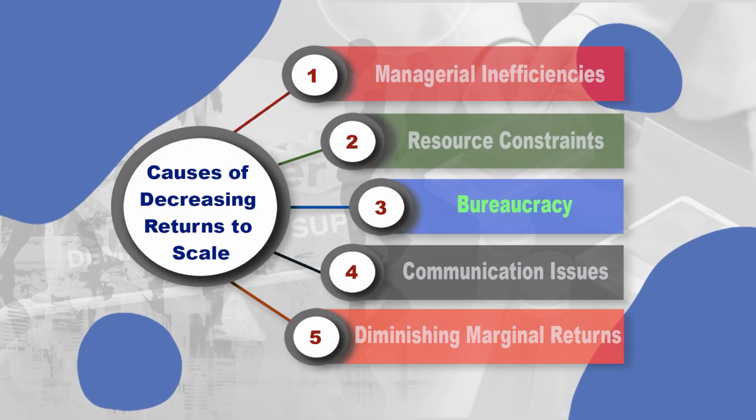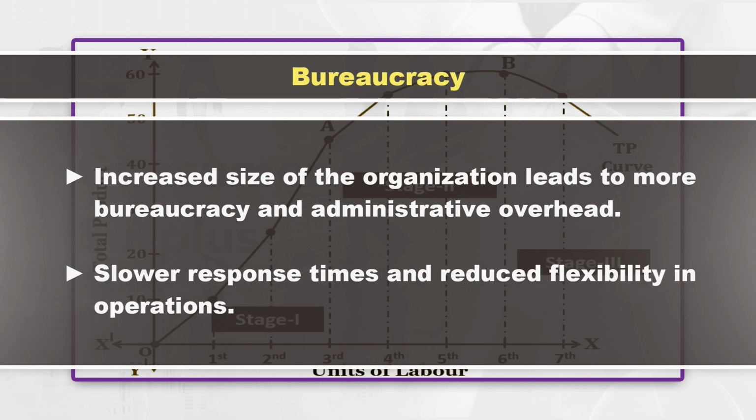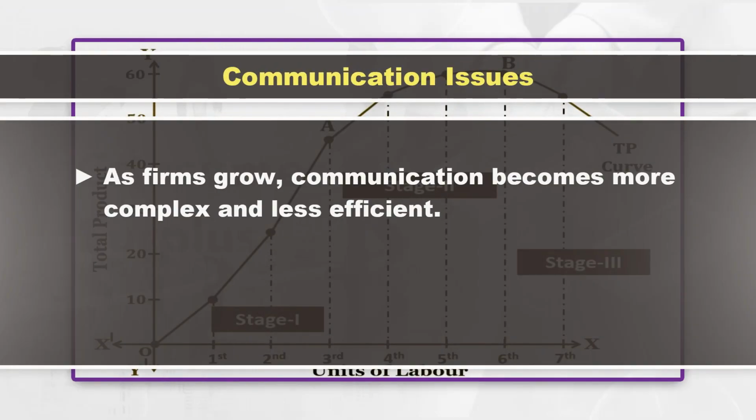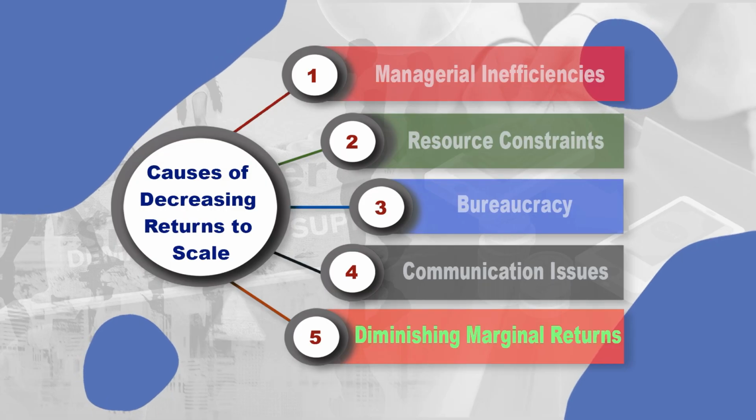Bureaucracy is another aspect leading to diminishing returns. Increased size of the organization leads to more bureaucracy and administrative overhead, slower response times and reduced flexibility in operations. Communication issues: when firms grow, communication becomes more complex and less efficient. Miscommunications and delays can lead to reduced productivity. Looking at diminishing marginal returns.